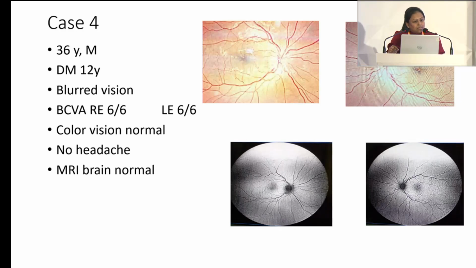Another patient, a 36-year-old male, diabetic for 12 years, presented with blurred vision. Visual acuity was 6/6 in both eyes. Color vision was normal, there was no history of headache, and his MRI brain was normal. And this was a case of diabetic papillopathy. In diabetic papillopathy, most of the time they are asymptomatic and visual functions are normal, and we can see marked dilatation of vessels on the disc surface. This disc edema can last for a few months. It's like a persisting disc edema.